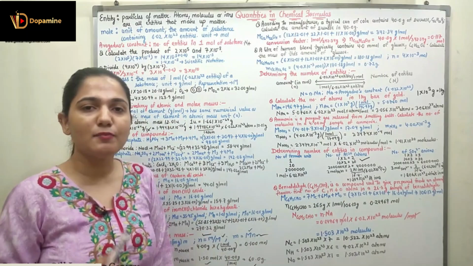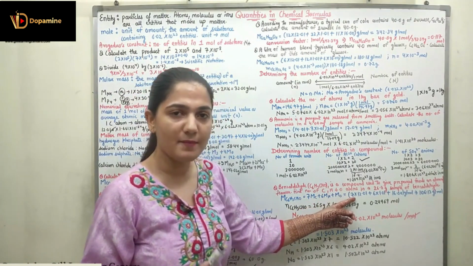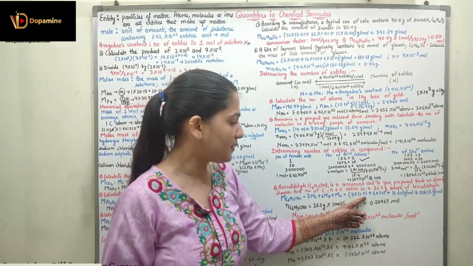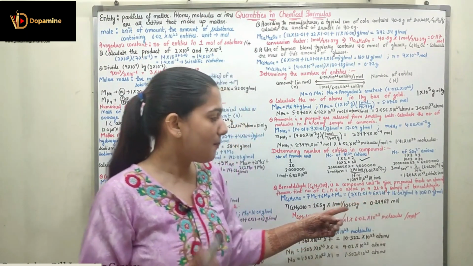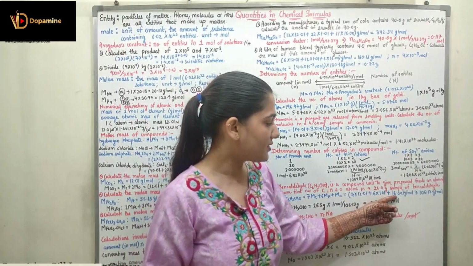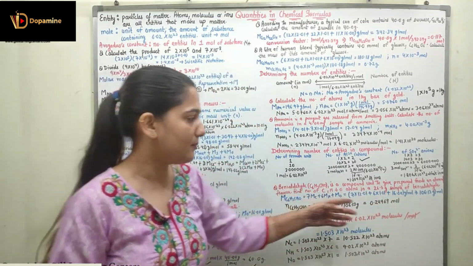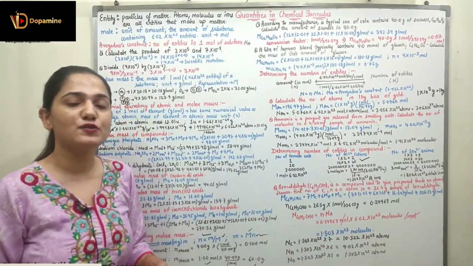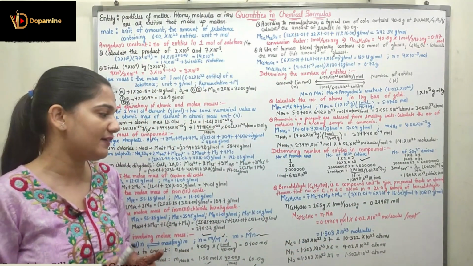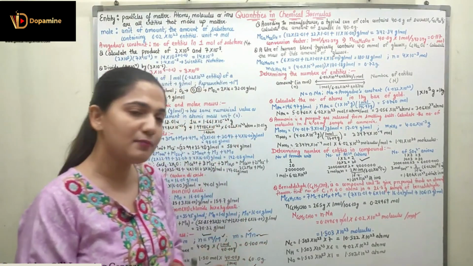So we can find out the molar mass of benzaldehyde as well, which is 7 into the molar mass of carbon atom, which is 12.01, plus 6 into the molar mass of hydrogen atom, which is 1.01, plus the molar mass of oxygen atom, which is 16.00 gram per mole. So when you add it, you will get 106.13 gram per mole. Now this is the molar mass of benzaldehyde C6H5CHO, which is 106.13 gram per mole.